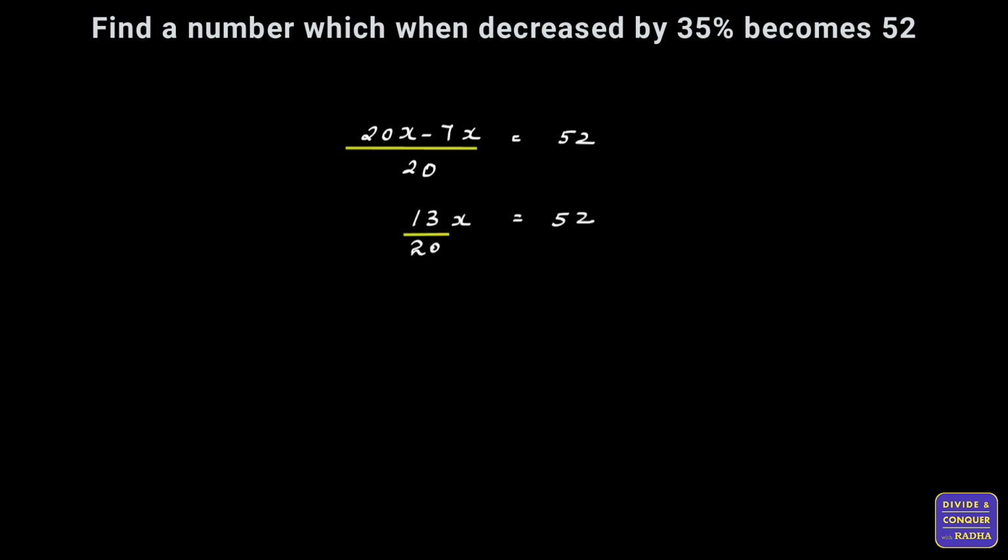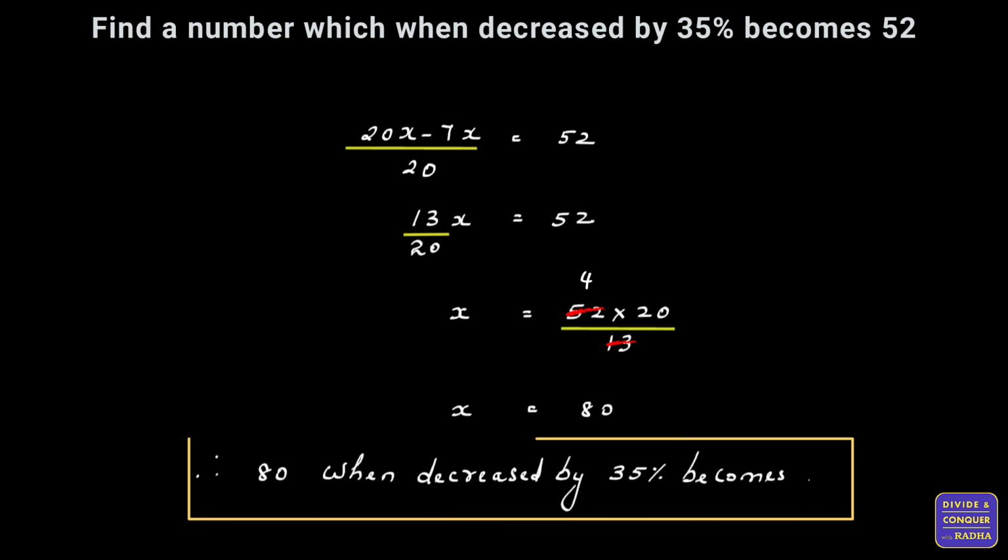So x is equal to 52 into 20 upon 13. 13 by 20, when it goes to the other side of the equation, gets reciprocated and becomes 20 by 13. Now 13 times 4 gives us 52 and 4 times 20 is equal to 80. Original number is equal to 80 and the final answer step, 80 when decreased by 35% becomes 52.